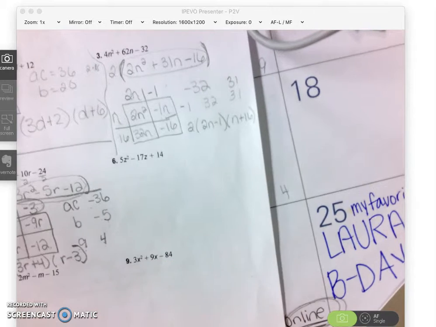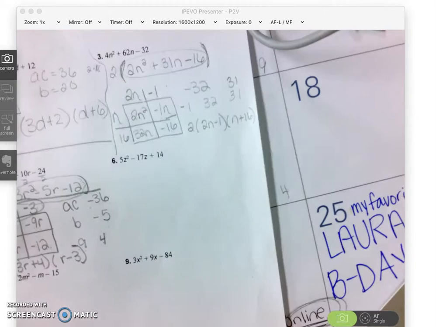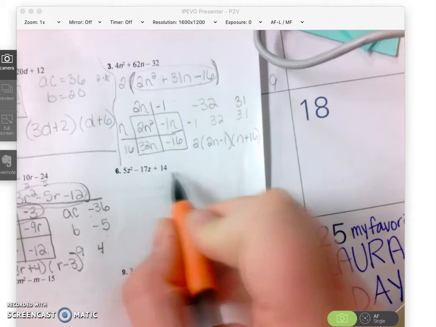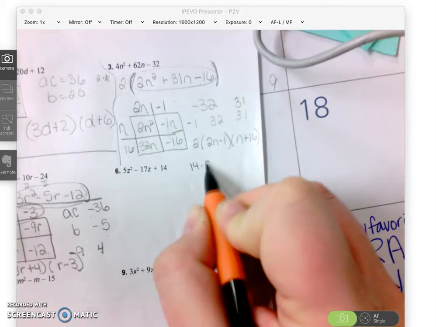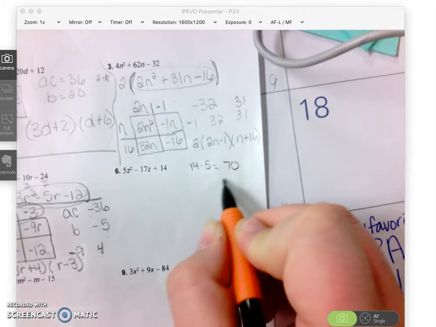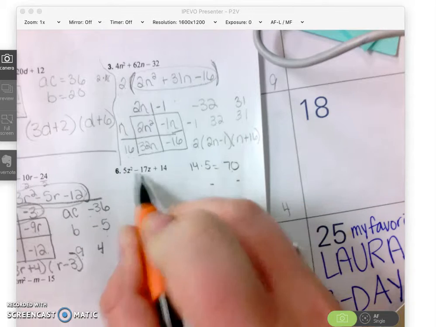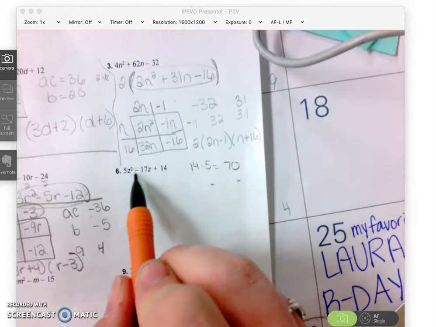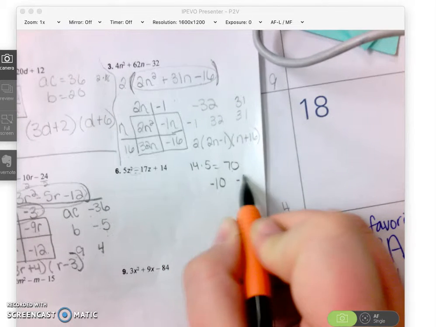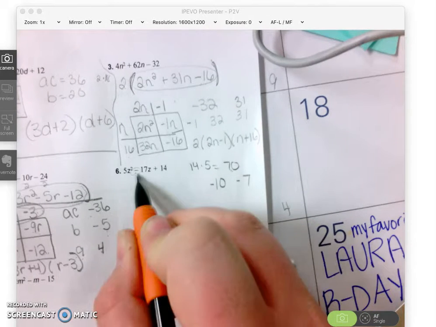Number 6. So 5, 17, and 14 can't be divided all by the same number. That's what I want to look for first, but there's nothing. So I'm going to do 14 times 5, which is 70. So factors of 70 that add up to negative 17. If this is positive, they have to be the same sign, and this operation is going to tell you what both of these numbers have to be. So negative 10 times negative 7 is positive 70, but when added together, it's a negative 17.